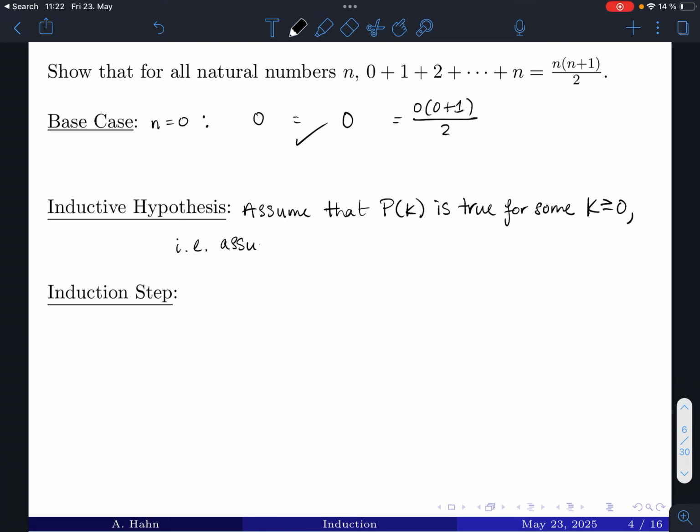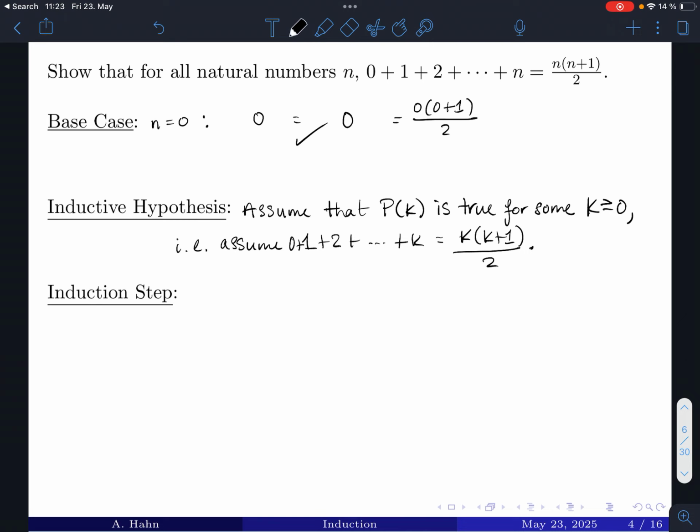Assume 0 plus 1 plus 2 plus ... plus k is equal to k times k plus 1 divided by 2. So that's what we're going to assume. And then we're going to use this inductive hypothesis to show that the predicate is also true for the k plus first value as well.